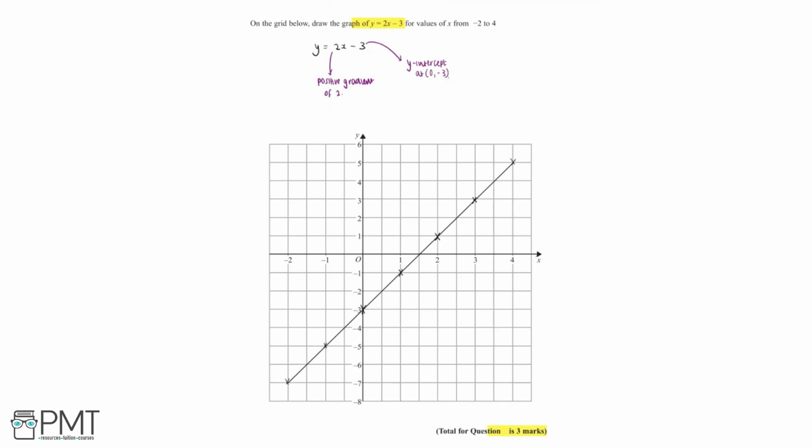We get 1 mark for drawing a line between x is equal to minus 2 and x is equal to 4, and not going beyond these limits. We get the second mark for a line with a y-intercept at (0, minus 3). And we get the third mark for a line with a clear gradient of 2. And so we've now achieved the full 3 marks needed in this question.